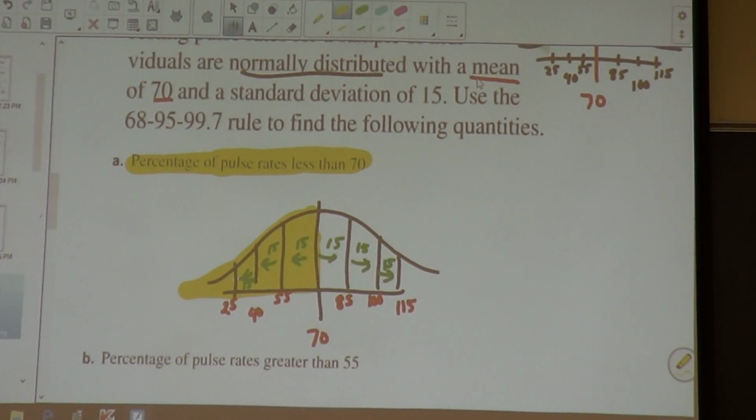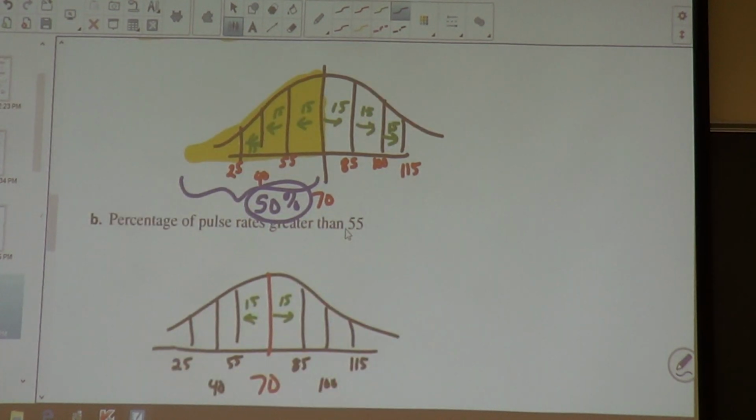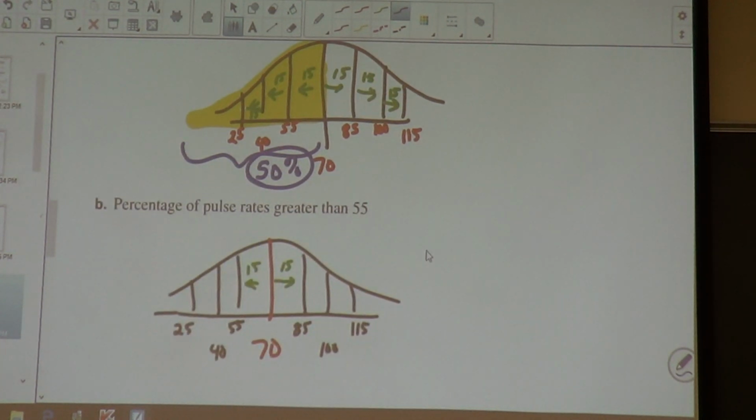Y'all, if the whole thing is 100, and it's symmetric, what percent does the yellow part represent? This part is going to be 50%. You with me? We good? That's my answer, 50%. 50% of the graph is shaded. Cool? Yeah. They're not all going to be this easy. Okay, let's look at the next one.